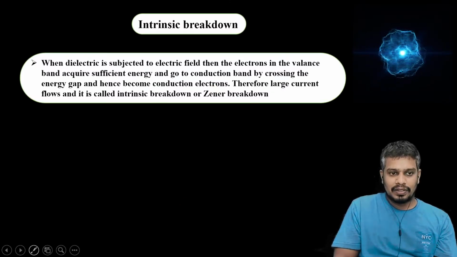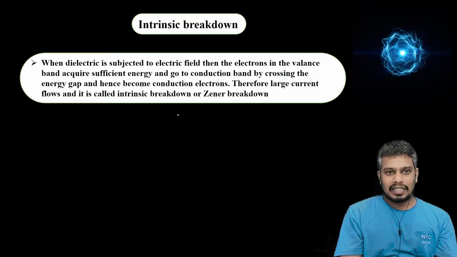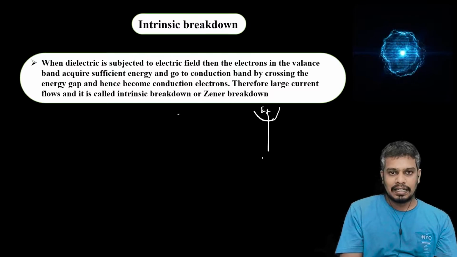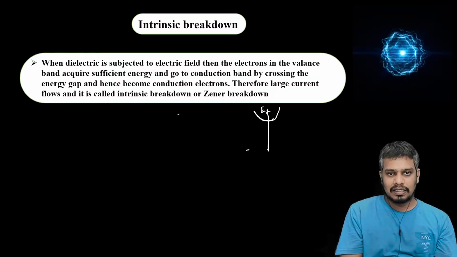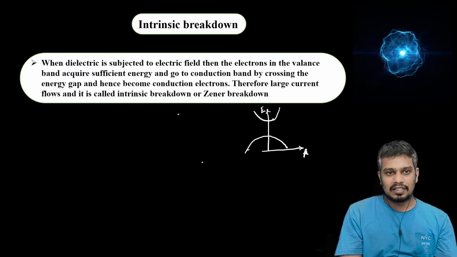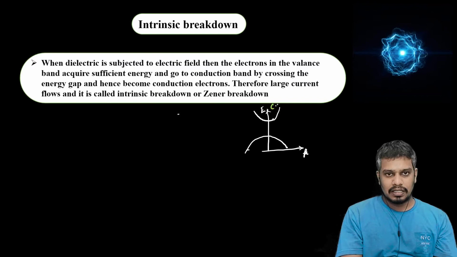Here I want to draw the diagram for the intrinsic breakdown. In general, if you look at the dielectric, there is a conduction band. Suppose the y-axis is the energy axis and the x-axis is the wave vector. There is a conduction band on the top and a valence band on the bottom. This is in general called CB. Maybe we can choose a different color. This is the conduction band. This is the valence band.